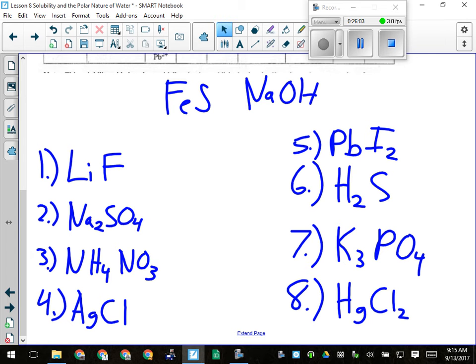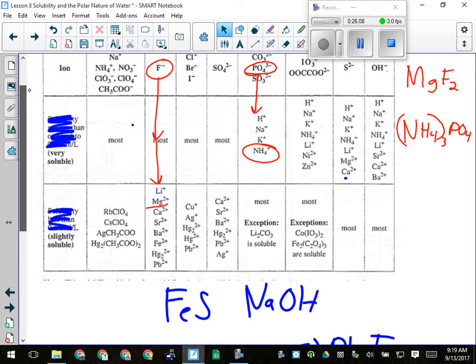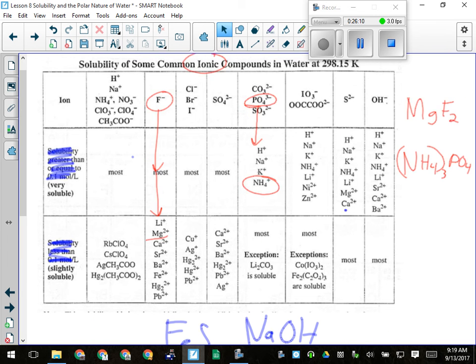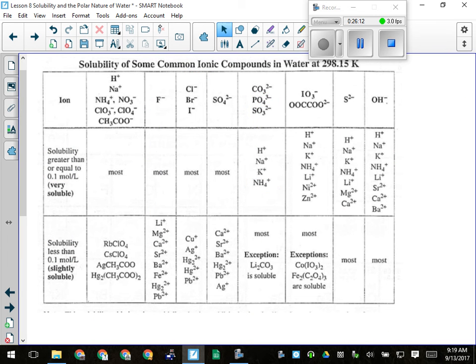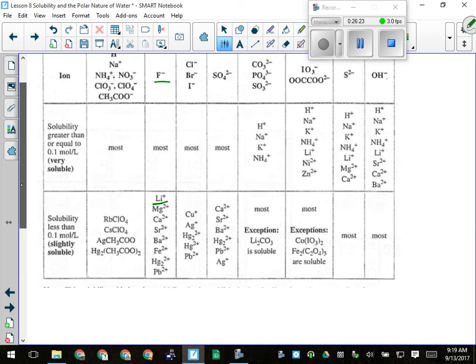All right. So first one here we got lithium fluoride. Okay, so we go up top. We look for fluorine. Okay, so it's right here. And it says it's soluble with most things, but we see that lithium is in the second row. Okay, that's the not soluble row, right? So this compound would be not soluble.